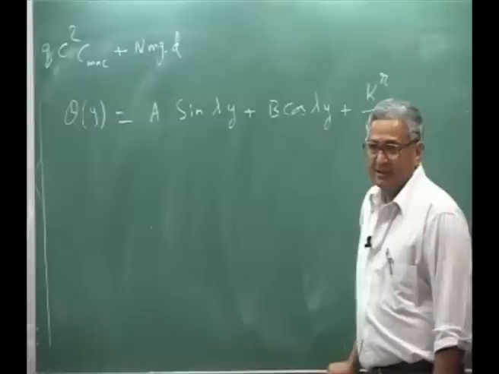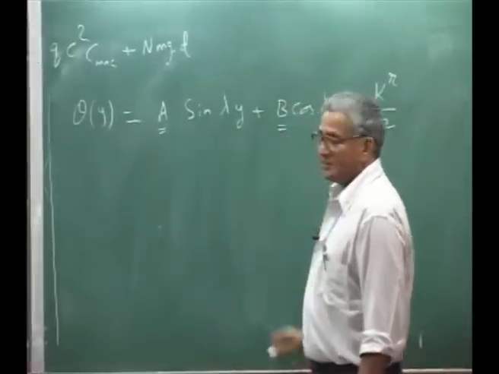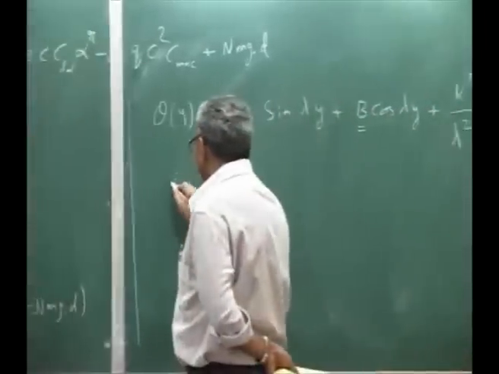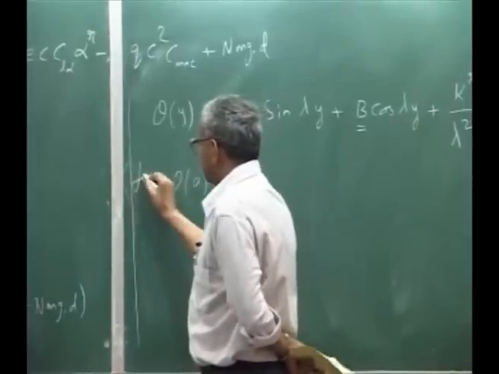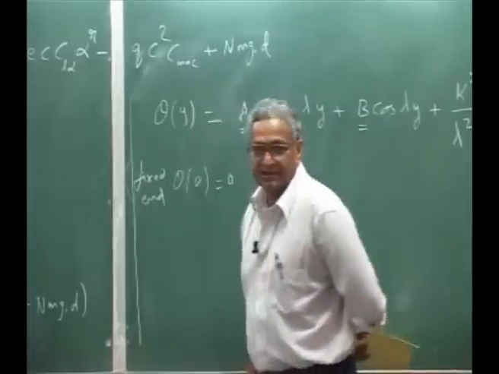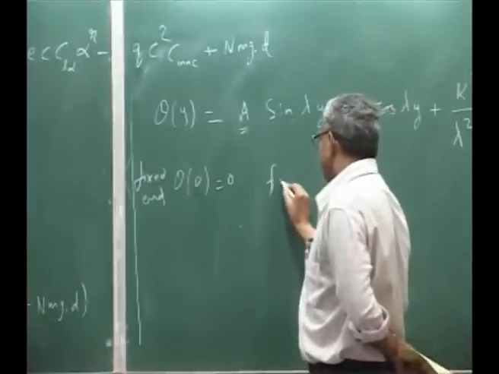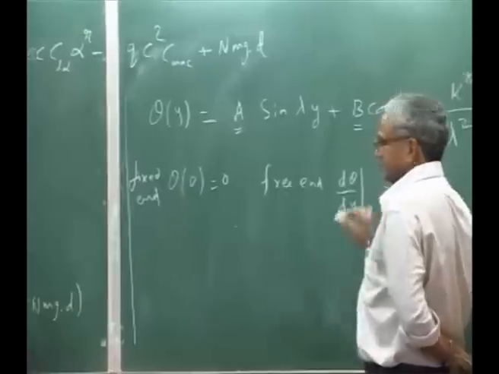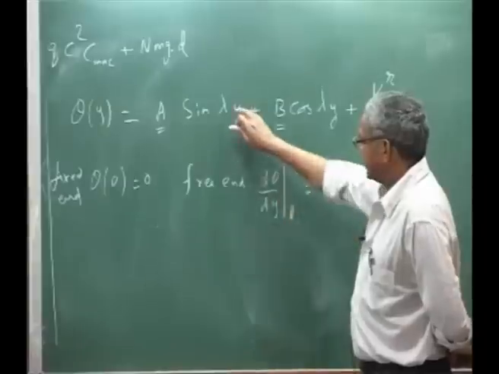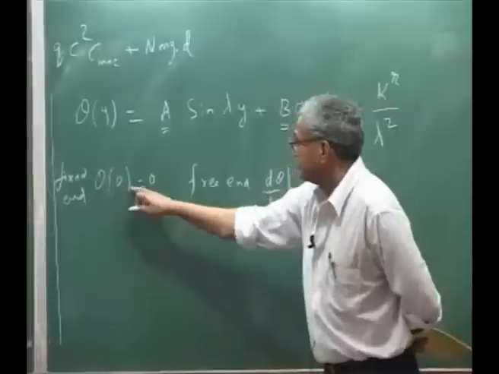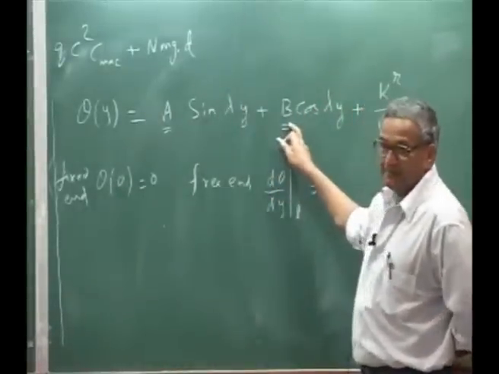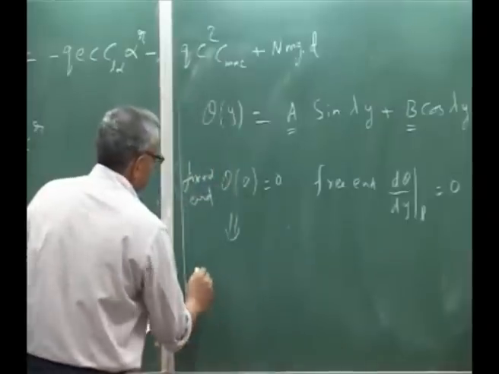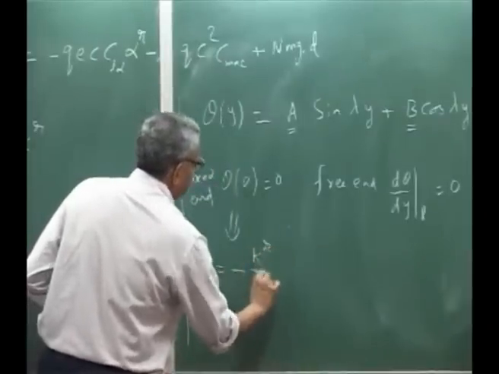Okay. Now you can find out the constants A and B by applying the boundary conditions. Boundary condition, you may say theta at 0 is zero, a fixed end of the wing, and at the free end you will put d theta over dy at L is 0. Okay. Now you apply this boundary condition. When I said theta 0, the sine term is 0. So B plus KR over lambda square is 0. Therefore, this gives me the condition B equals minus KR over lambda square.